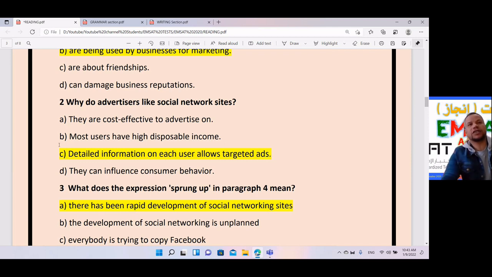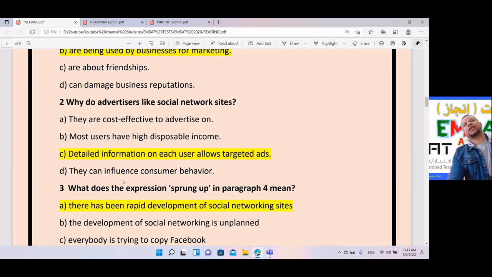Okay, because they are cost effective to advertise on? No. If you say cost effective, it's not. It talks in one of the paragraphs about low costs. So this is not right. So most users have high disposable income. No, we're talking about advertisers like it, not only just for the income, because we mentioned in many paragraphs, as I told you, if you have read in general and scanning, if you have read faster, you will find this one not just a specific answer.